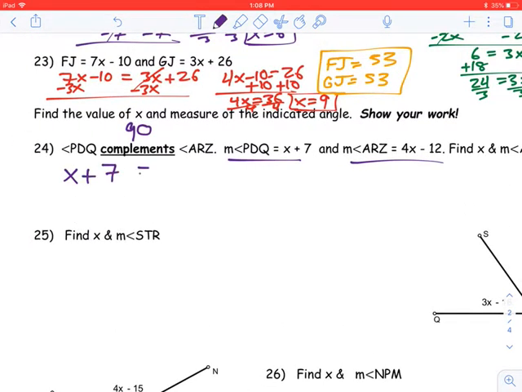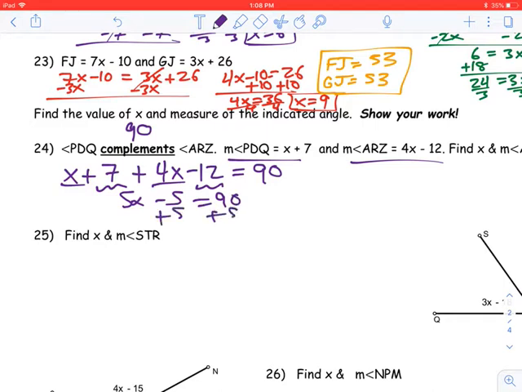X plus 7 plus 4x minus 12 equals 90 degrees. So let's solve for x. 5x minus 5, when you put those together, equals 90. Add 5 to both sides, you get 5x equals 95. Divide by 5, I get x equals 19.